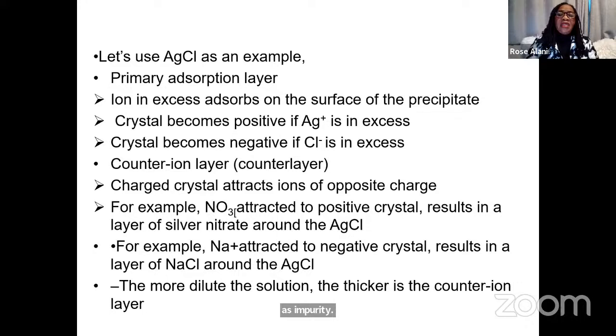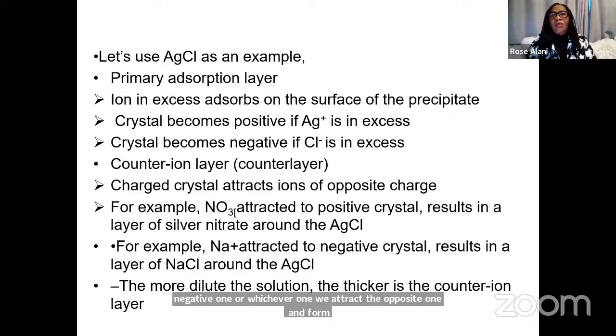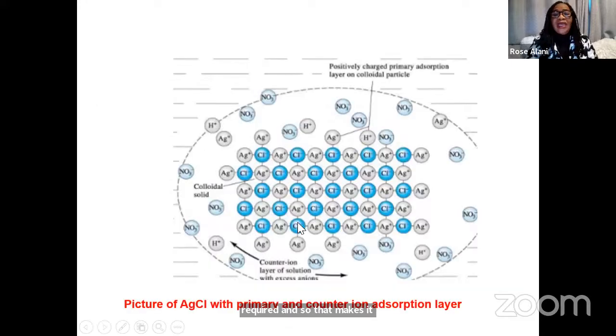So the ions themselves, whichever one is in excess, will be on the top, and it will attract the opposite one and form a different compound completely on top of the layer of the precipitate of your analyte that you required. And so that makes it a contaminant on your analyte. This is what I'm talking of. I showed this to you before.